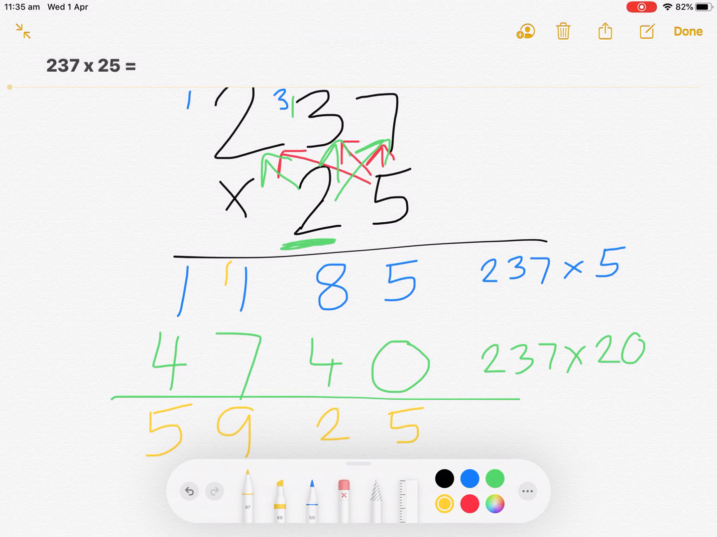So we can see here how the algorithm shares with the split strategy in that we have basically split our 25. We times by 5 and we've times by 20 and then added those two values together. The algorithm just gives us a way of recording it systematically. It gives us a method to use for our recording.